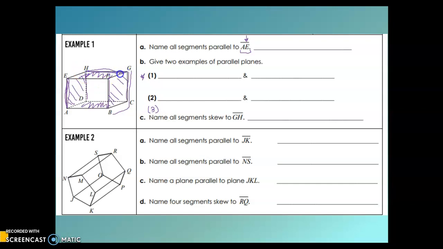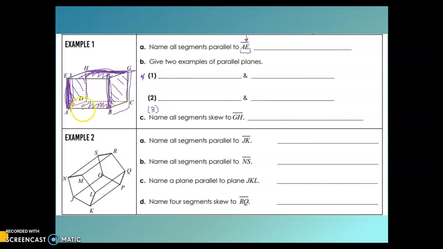So let me find GH. It is running east to west or side to side. And so some lines that I know are not going to intersect it, but also don't have the same slope, are right up here in the front. This one's running up and down. It's not on the same plane. So line segment FB. Line segment EA is another one.